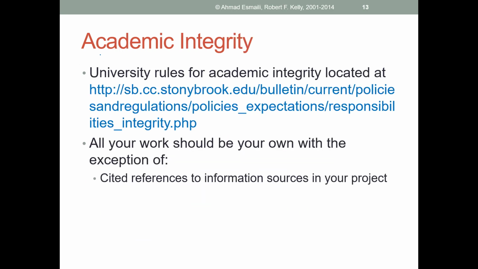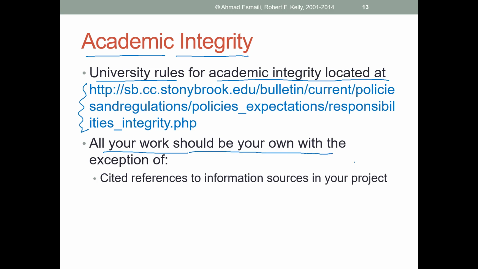You should pay attention to academic integrity. University rules for academic integrity can be found over here. Please go to this link and make sure that you understand what is allowed and what is not. All the work should be your own. And for the project, you can cite some references.